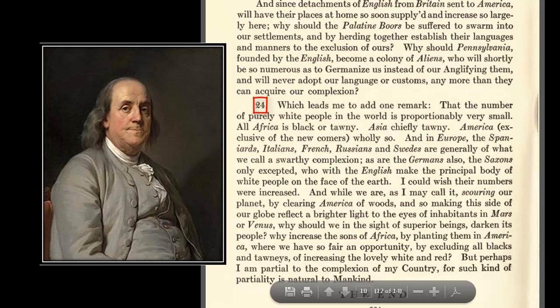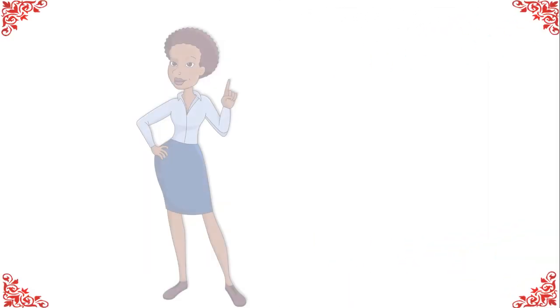To continue, "for such kind of partiality is natural to mankind." And that ends the quote from Benjamin Franklin. And I do thank you, Mr. Franklin, for your words and your insight and your enlightenment. I really do. And thank you for that.